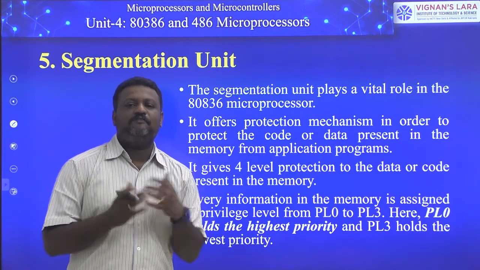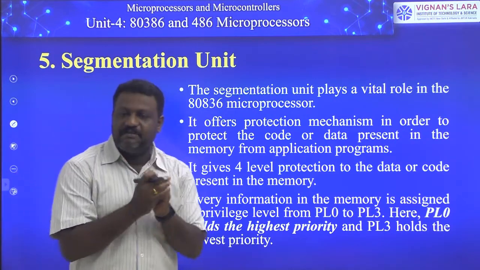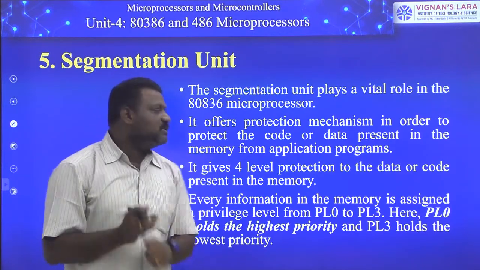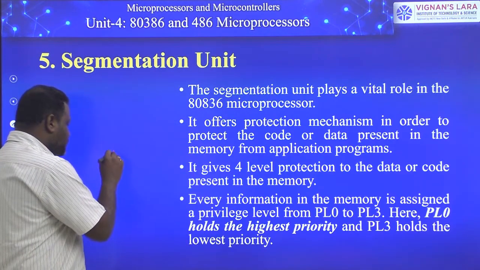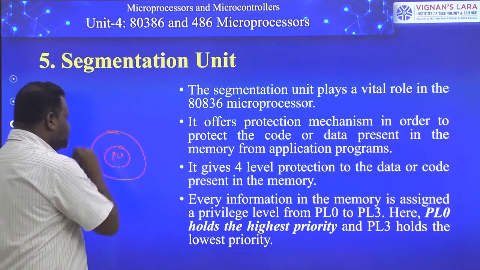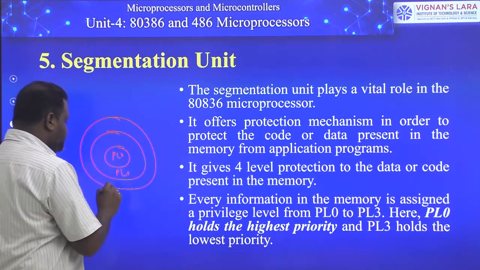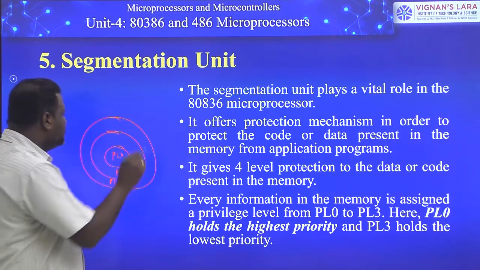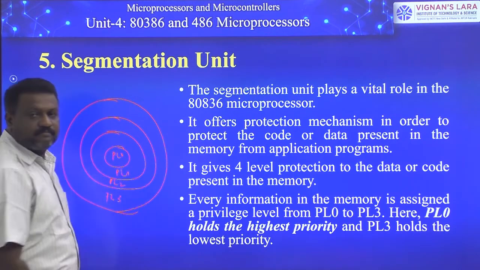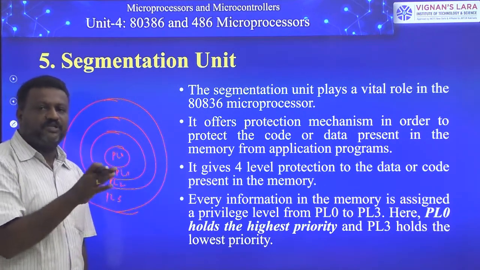So here we find 4 levels of protection, which we call privilege levels: privilege level 0, privilege level 1, privilege level 2, and privilege level 3. For better understanding, I can use this. This is PL0, that means privilege level 0. The next one is PL1, privilege level 1. Next is privilege level 2, and this is privilege level 3. So these are my 4 privilege levels, my 4 protection levels.